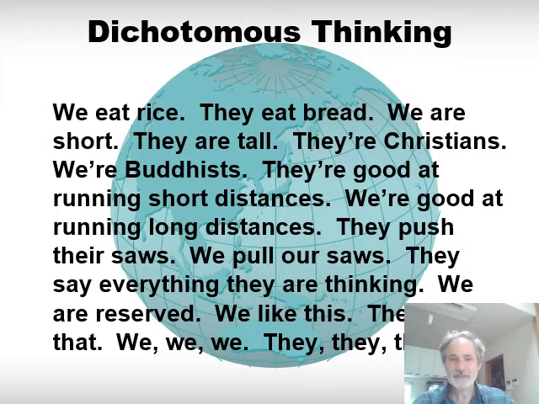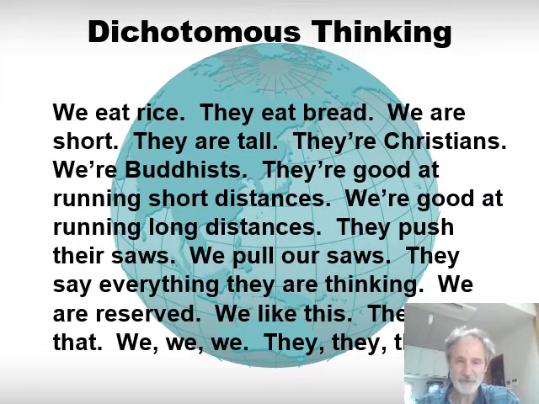Okay, first I'd like to talk about dichotomous thinking. Dichotomous means to cut one thing into two halves. So if you imagine there's one world and you cut it in half, and there's people A and there's people B, and every time you talk about people A or talk about people B, you only talk about the differences. This is dichotomous thinking.